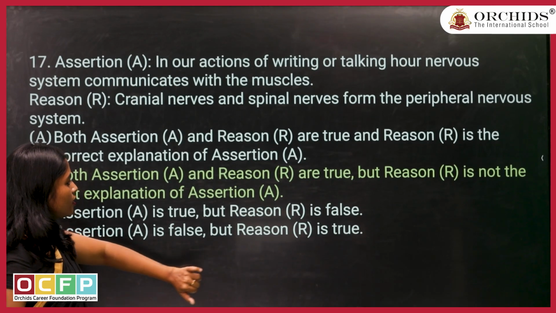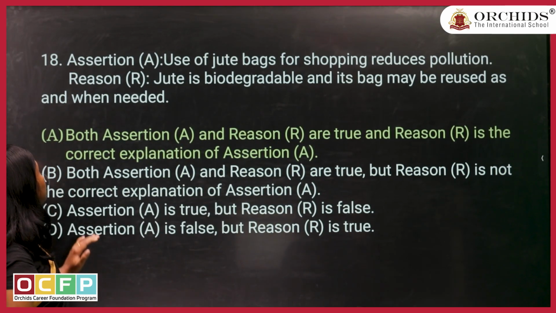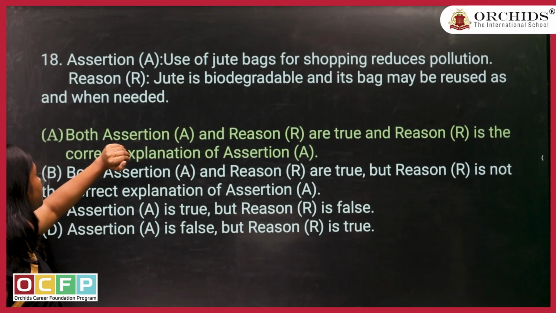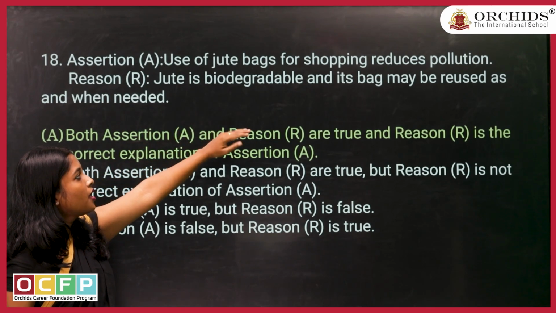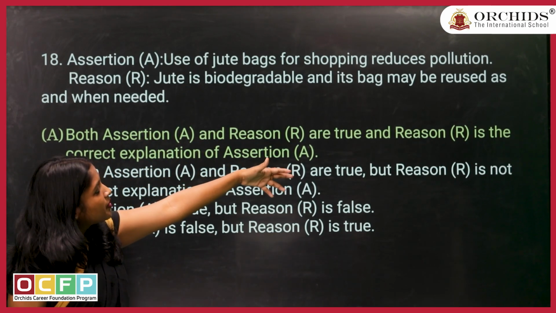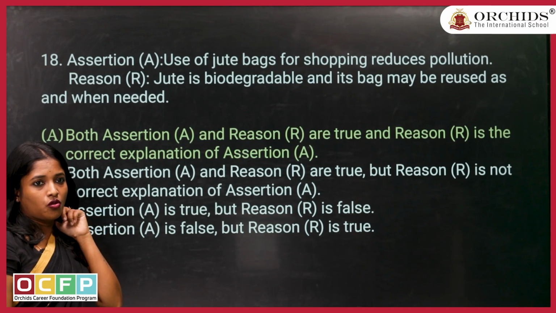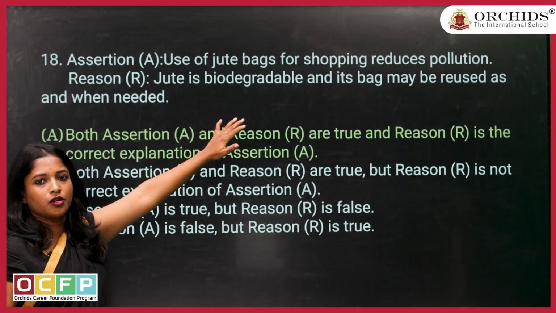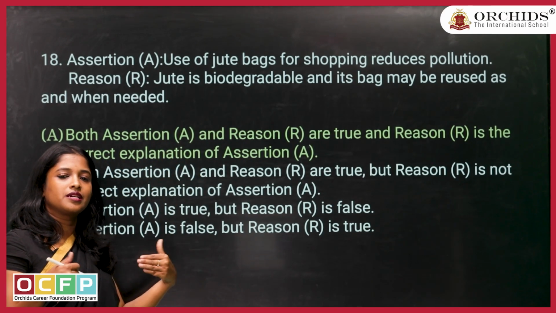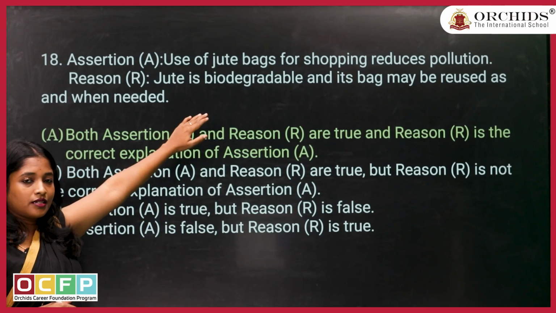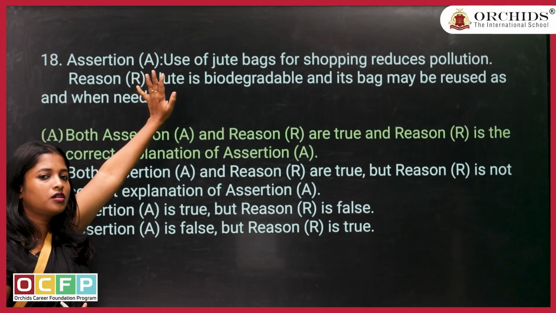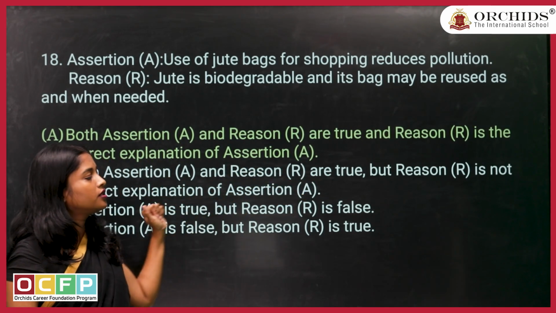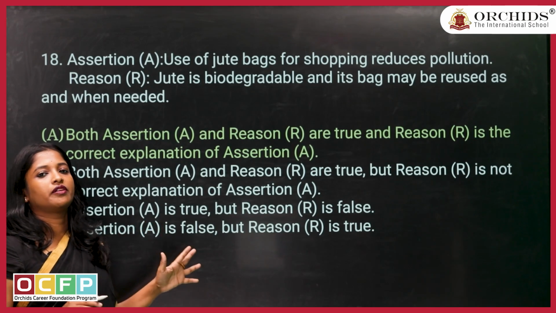So the next assertion and reasoning question which was there in the paper is, use of jute bags for shopping reduces pollution. Reason is jute is biodegradable and its bag may be reused when needed. So obviously jute is a biodegradable substance, and whenever we require we can reuse it, or if it is thrown also it is degradable in the soil. So we can consider that the reason is a good explanation for the assertion. So the answer is both assertion and the reason are true, and the reason is the correct explanation for the given assertion.